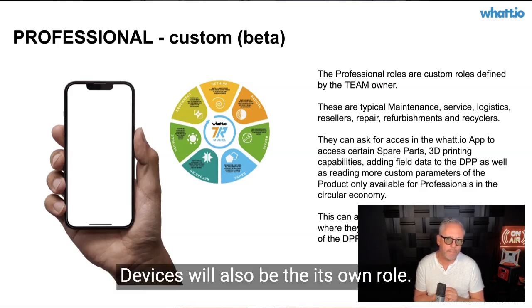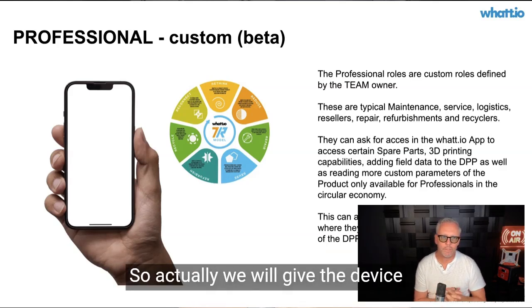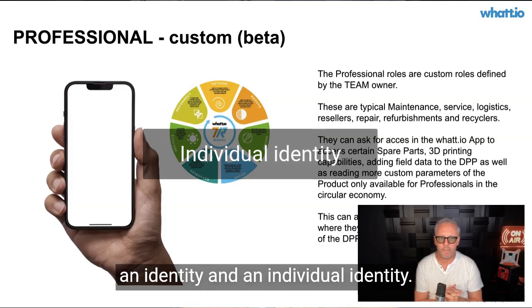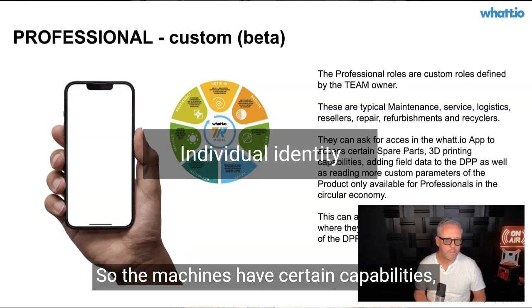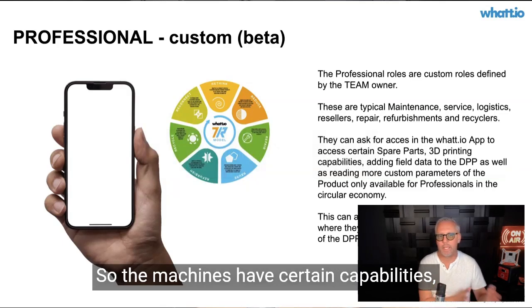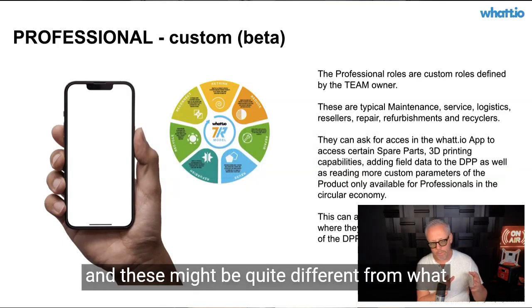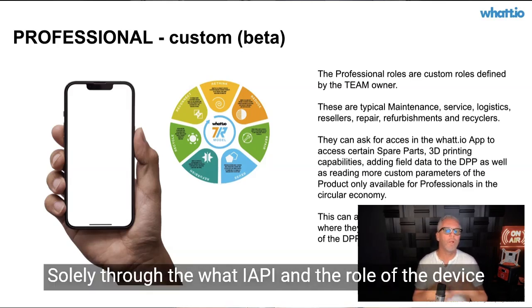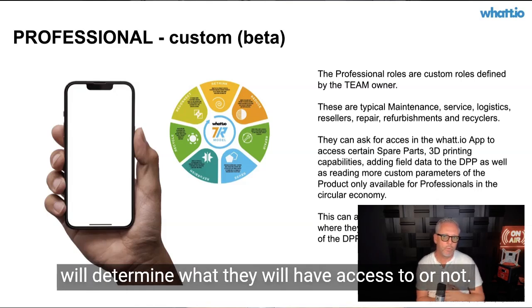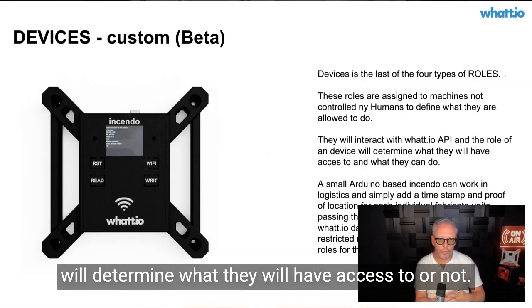Devices will also have their own role. So actually, we will give the device an individual identity. So these are roles assigned to the machines. The machines have certain capabilities, and these might be quite different from what a human is allowed to do or not to do. They will interact solely through the Watayo API, and the role of the device will determine what they will have access to or not.